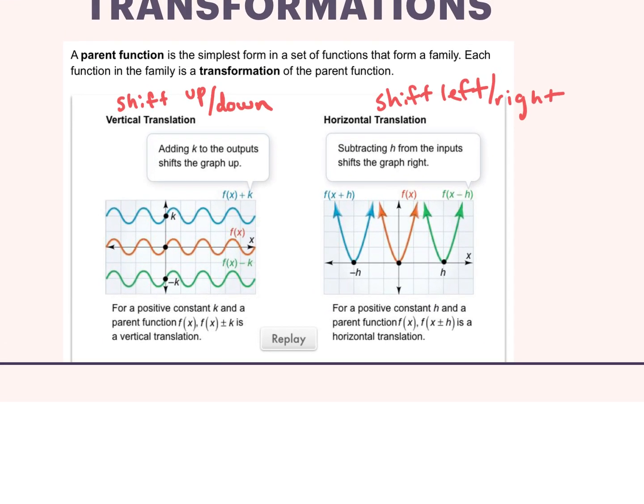Now, these are different by what's happening in our equation. So if we take our parent function f of x, so that's this orange graph in the middle here, that's our parent function f of x. When we add a number to it, so this plus k makes it shift up. So when you're adding a number to it, you're going to shift up. If you're subtracting a number from it, you shift down.